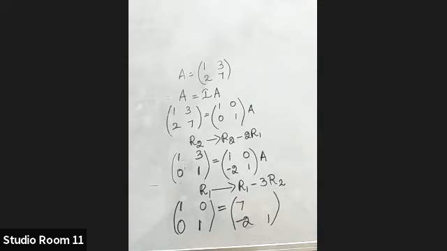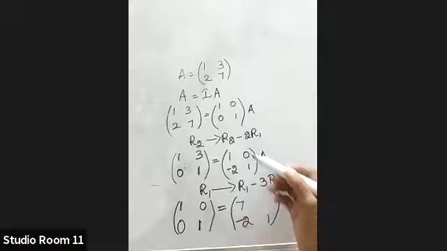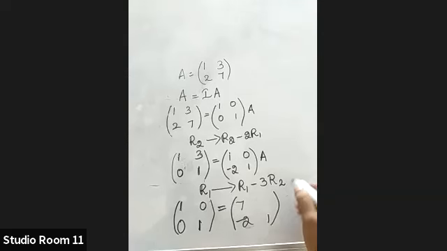Is it okay? Achyut, are you getting this step? Yes, ma'am. What will be the next entry? R1 minus. So 0 minus 3 into 1. So 0 minus 3, which is minus 3 into A.